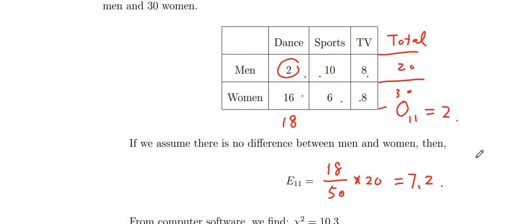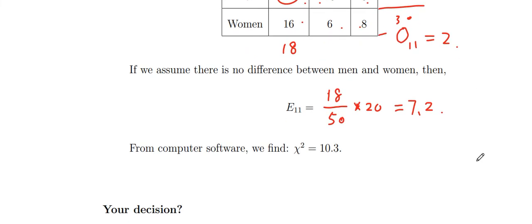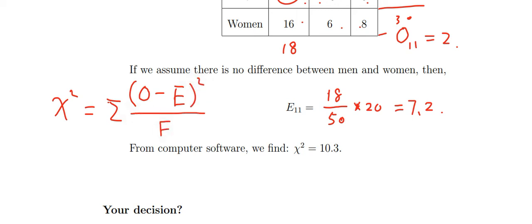Then, based on computer software, we can find this chi-square value. The chi-square formula is thus: summation of observed value minus expected value, squared, divided by expected value. We find this number is 10.3.